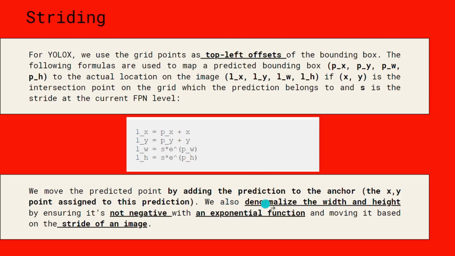We also denormalize the width and height by ensuring it's not negative with an exponential function and scaling it based on the stride of an image. So here we're using an exponential function, so it's a normalized value, and then we're going to multiply it by the stride based on the scale.